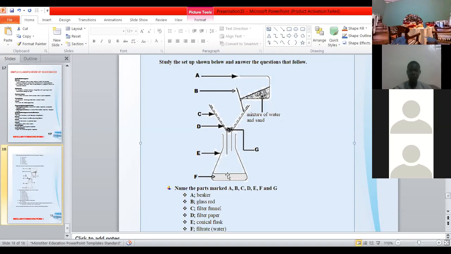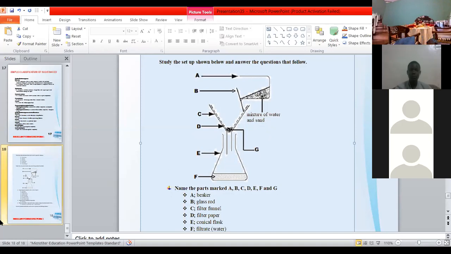We had defined filtrate earlier, so you know what a filtrate is. The filtrate is that liquid that passes through the filter paper. Then now we have the G. This G is the filtrate. No, the residue, I mean the residue, the one that cannot pass, the one that is retained on the filter paper. You should be able to know that. Then this is the mixture of water and sand.